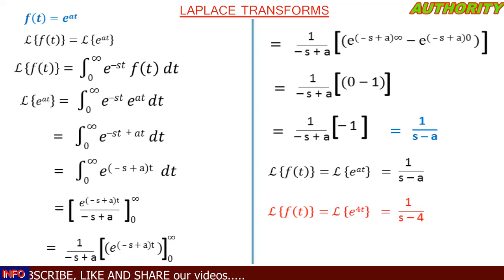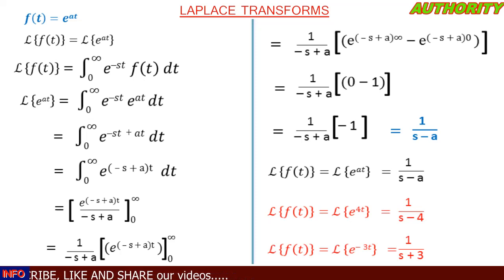And also, if we have a function f of t is equal to e raised to power minus 3t, and we are asked to find the Laplace transform of this function, the Laplace transform of e raised to power minus 3t is going to be 1 all over s plus 3. In place of a, we'll replace it with minus 3. So when we say minus 3, it's going to give us positive 3. So here we have 1 all over s plus 3. All right, good. Now let's go.